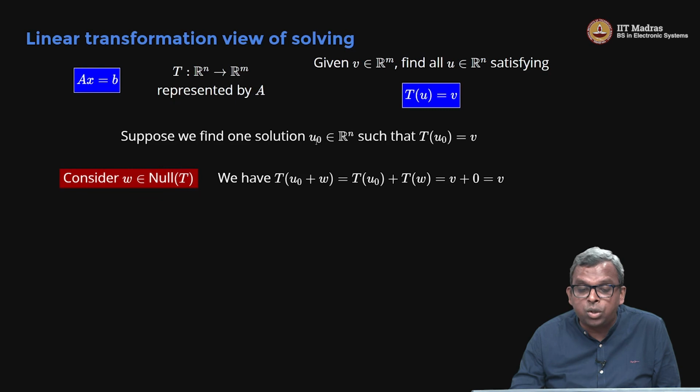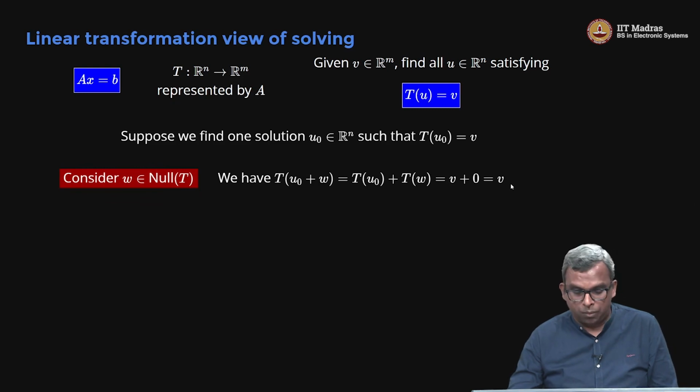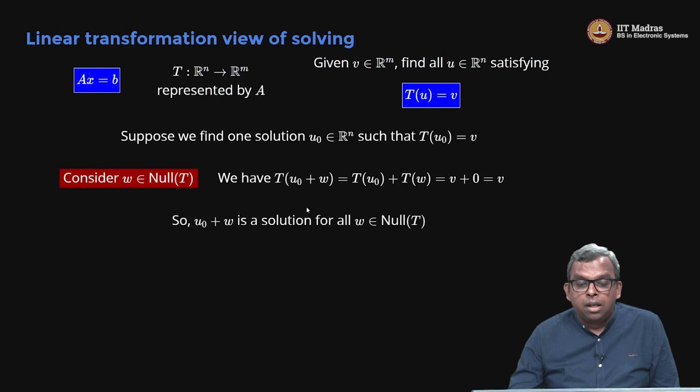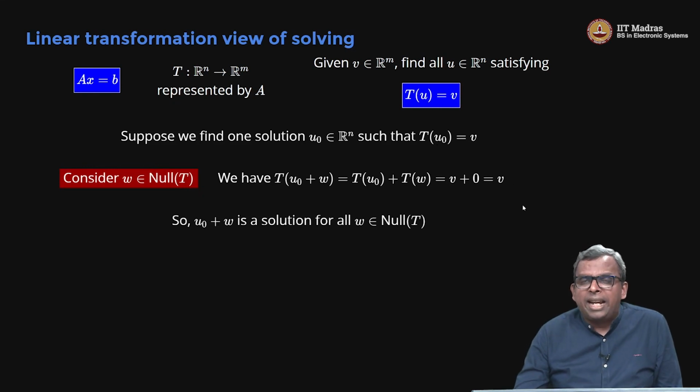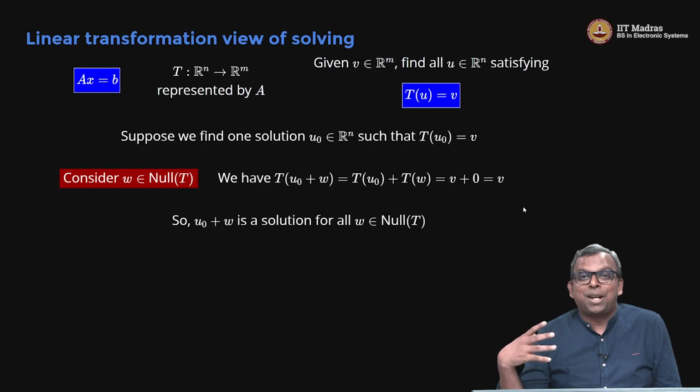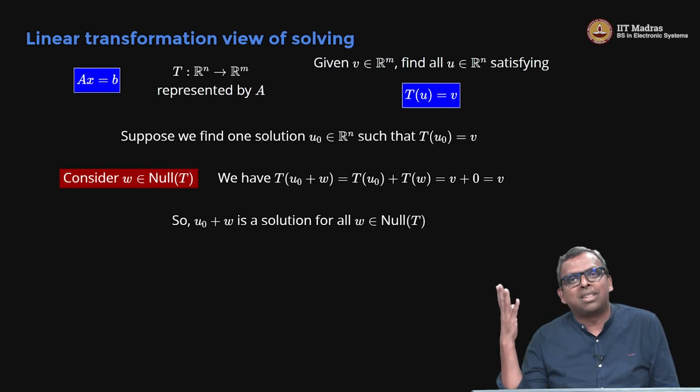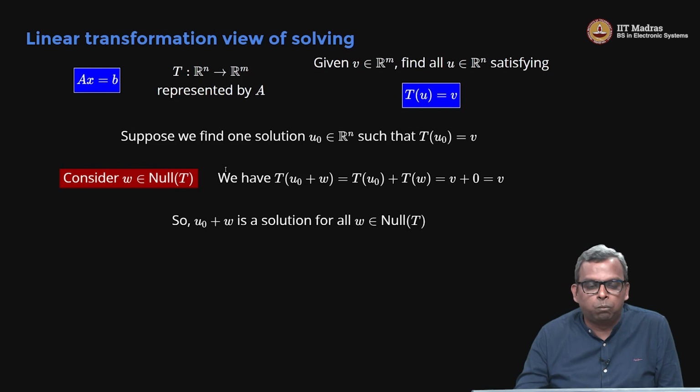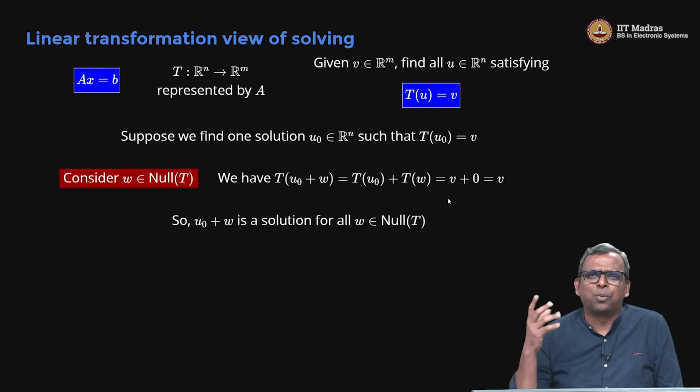Notice what is going on. Once I have one solution, any vector in the null space will give me another solution, because T of u naught plus w is also v. This is a very simple abstract idea, but it gives you an understanding of why the null space shows up in the solution of a linear equation. You have one solution, you add a null vector to it, you get another solution. It's very easy to argue.